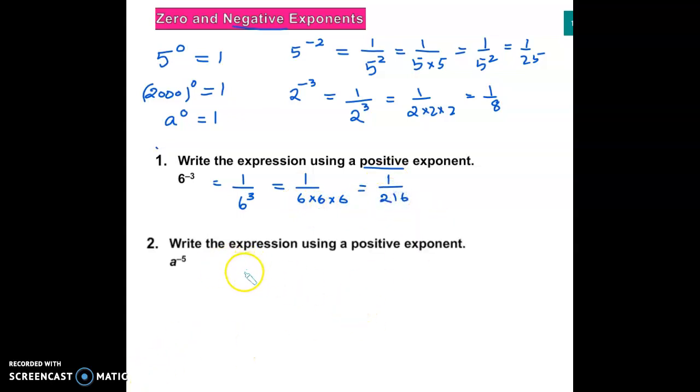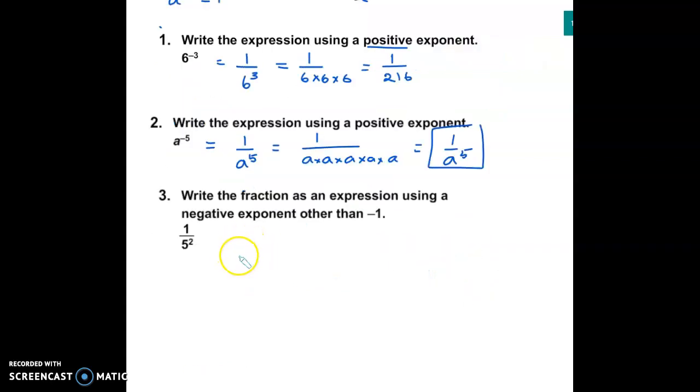Now let's look into another example using a variable. So what we have to do is a to the negative 5, or a to the negative fifth exponent. I can write it 1 over a to the positive fifth exponent. So you can expand this one, or you can just leave it like that. It's still the same. A, you're going to write it 5 times. It's the same as 1 over a to the fifth exponent. That's what we got.